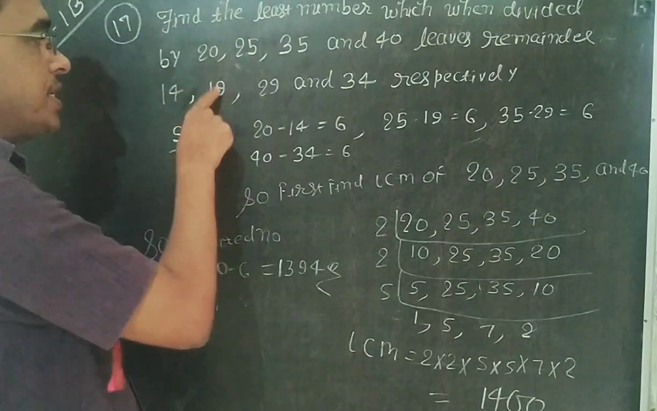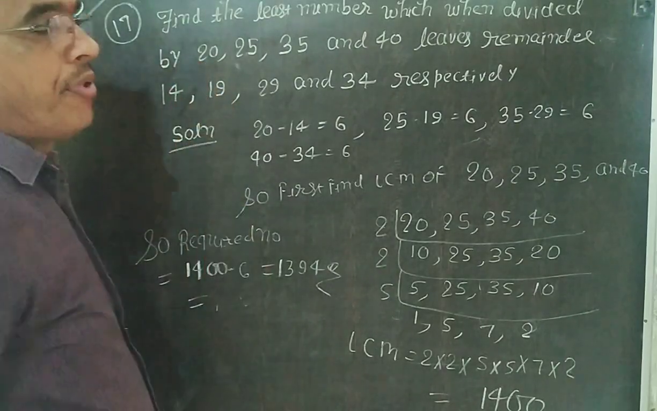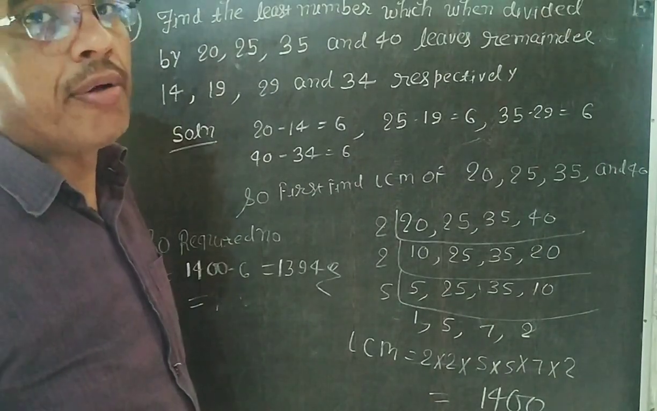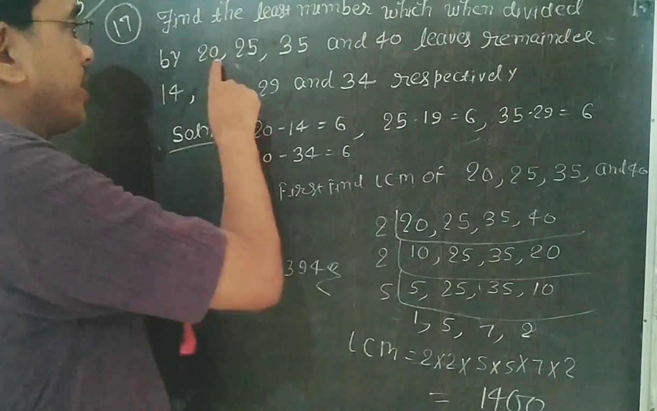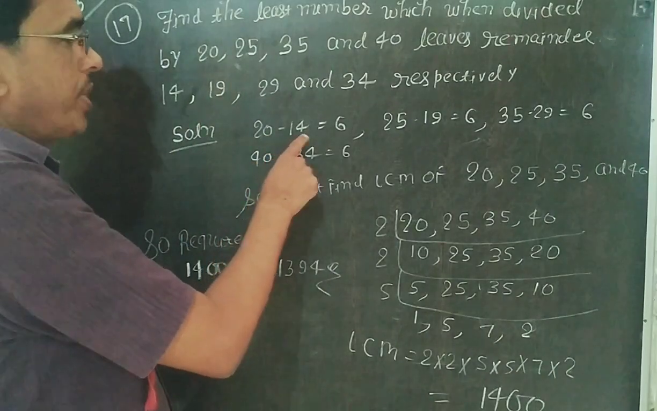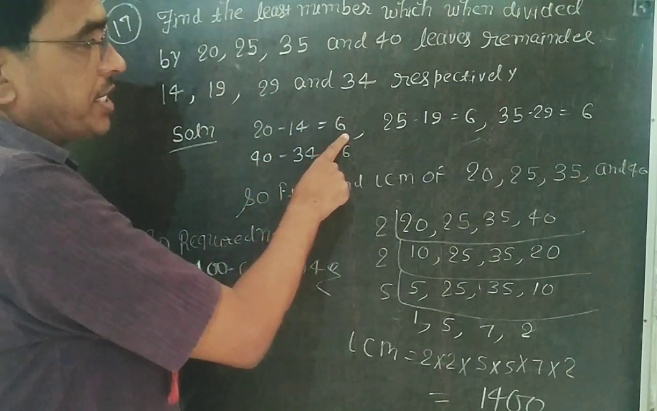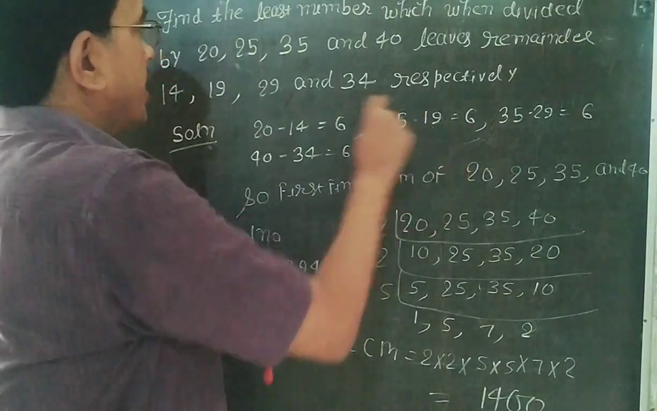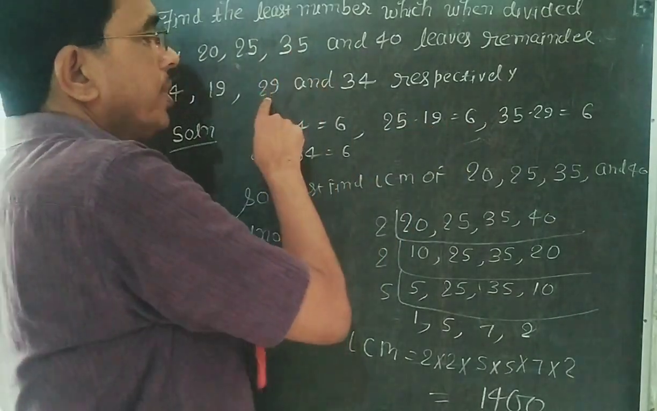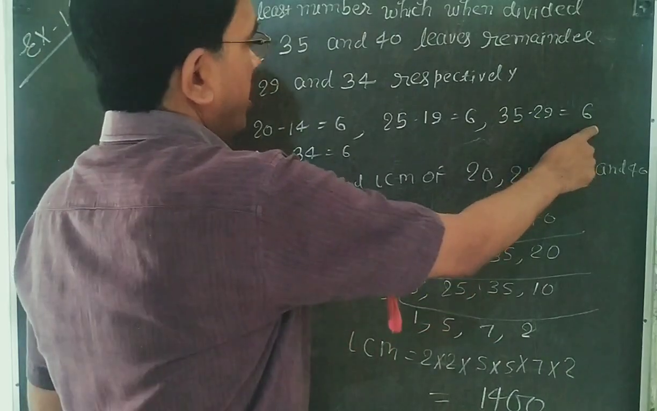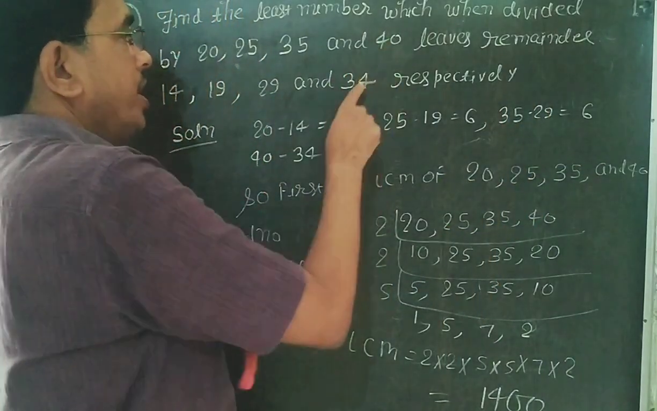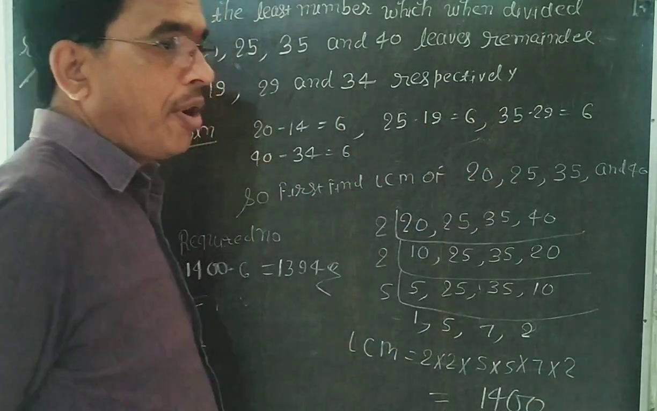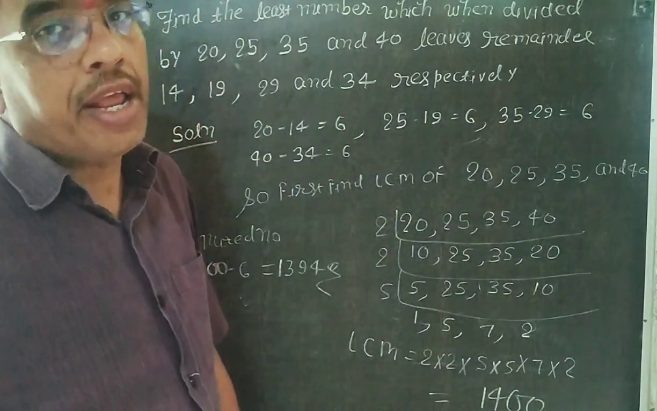First, find the differences between the divisor and the remainder. In this type of question, the difference between divisor and remainder is always the same. Here the divisor is 20 and the remainder is 14, so the difference is 6. Here it is 25, the remainder is 19, the difference is 6. Here it is 35, the remainder is 29, the difference is 6. Here it is 40, the remainder is 34, the difference is 6. That means the differences between all divisors and remainders are equal.